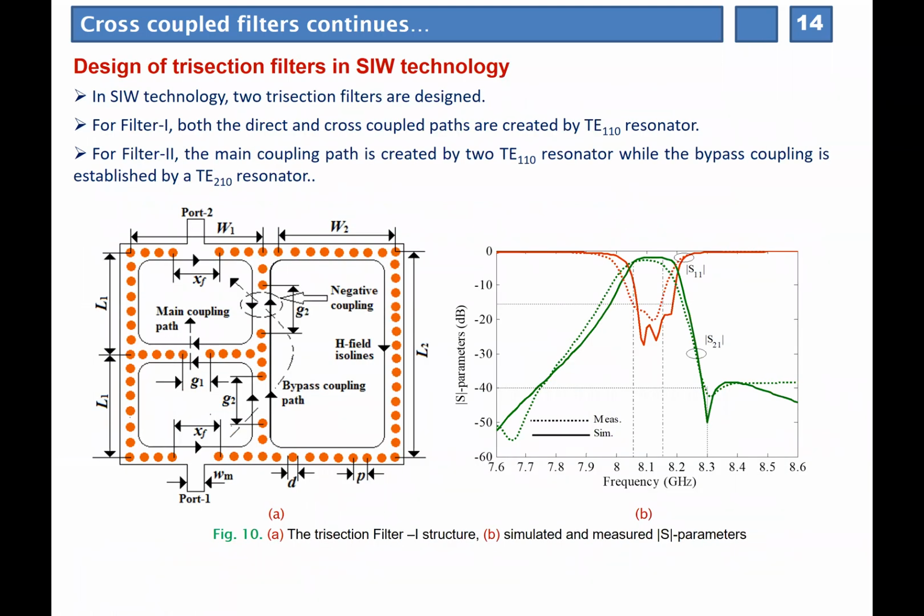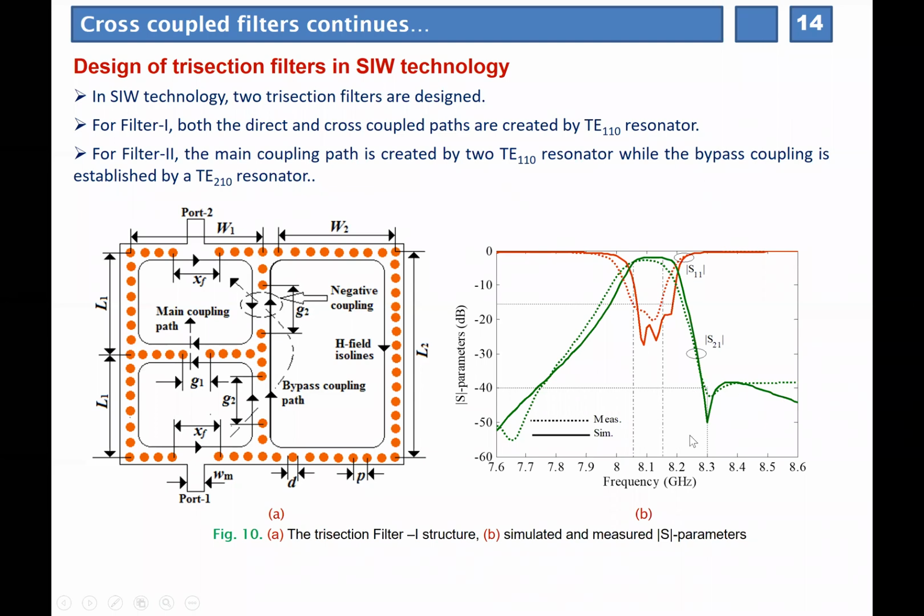Now you can see the response. This is my design filter in SIW technology, but here those similar types of coupling structures are followed. So the main coupling path is from 1 to 2, and another coupling path, or you can say 1 to 3, is like this bypass coupling. You can see the dotted lines.